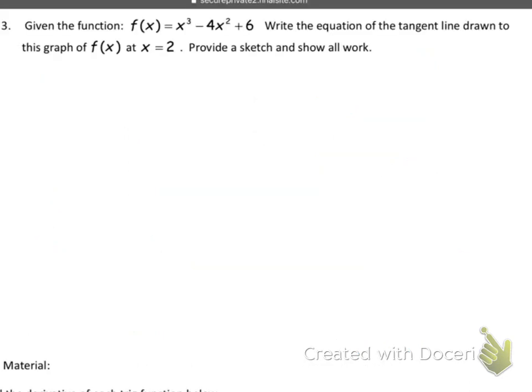Okay, in this problem, they're asking us something we've worked on in the past. They want us to write the equation of the tangent line, drawn to the graph of f of x at x equals 2. And they want us to provide a sketch. So the second I see write the equation of the tangent line, what I'm always going to tell you to do is to give yourself this, and then figure out where you're going to go from there.